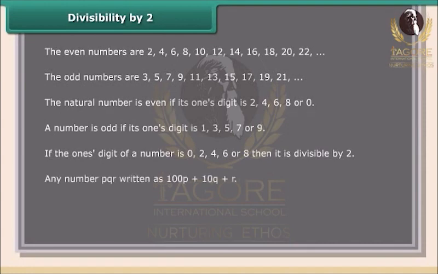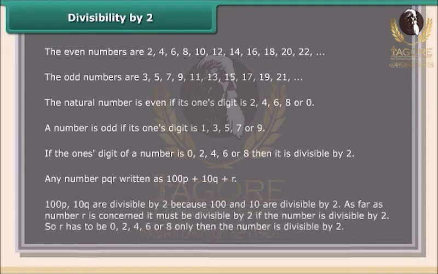Any number PQR is written as 100P plus 10Q plus R. 100P and 10Q are divisible by 2 because 100 and 10 are divisible by 2. As far as the number R is concerned, it must be divisible by 2 if the number is divisible by 2. So, R has to be 0, 2, 4, 6 or 8, only then the number is divisible by 2.